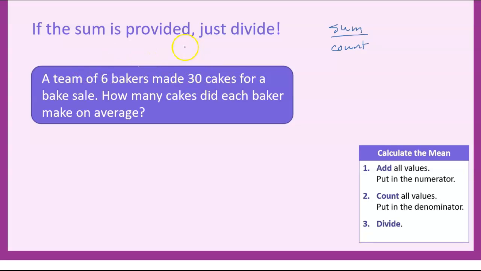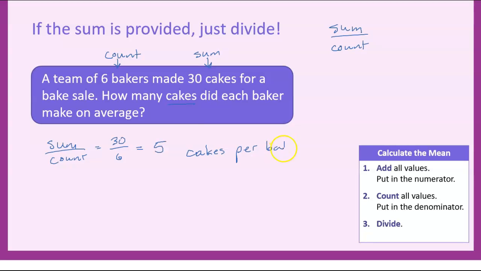So each baker made some number of cakes. We don't know how many each one made, but we do know that the sum of all of them is 30. And the count of all the bakers is 6. So if we want the average, we'll just take the sum over the count, which is 30 over 6. And our answer is 5.5 cakes per baker on average.